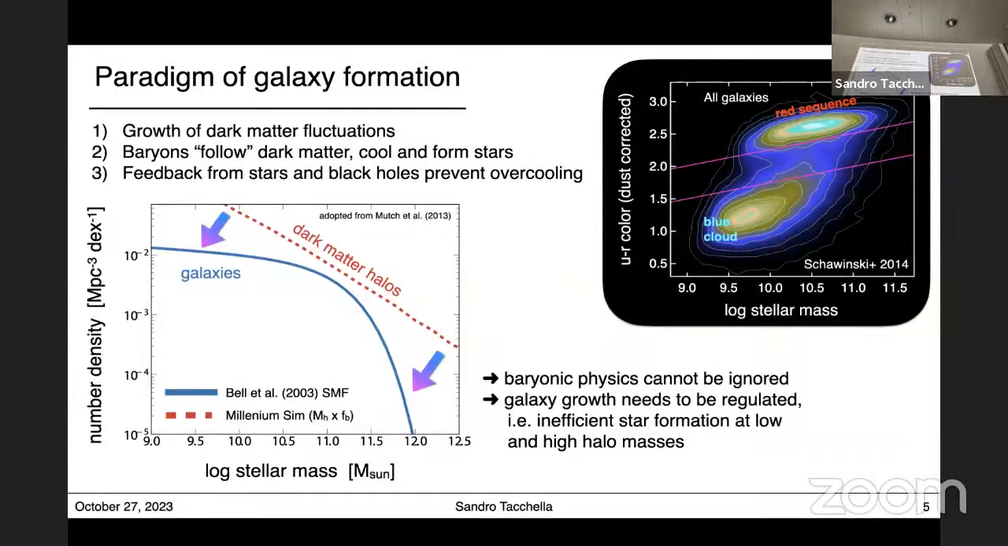You can see this quite nicely if you look at the number density of galaxies as a function of stellar mass. Here, the blue basically shows you what we observe in the local universe. It shows you the number of galaxies as a function of mass.